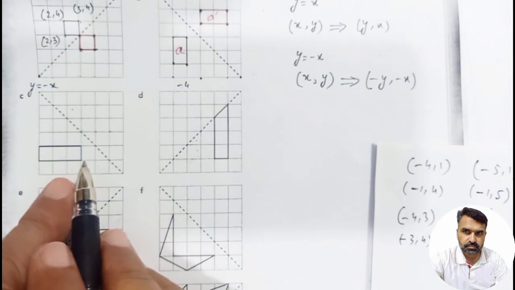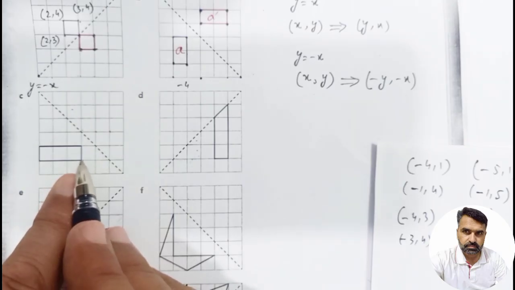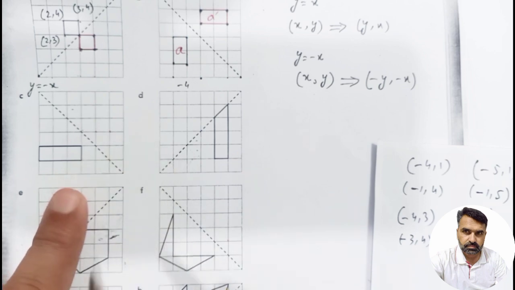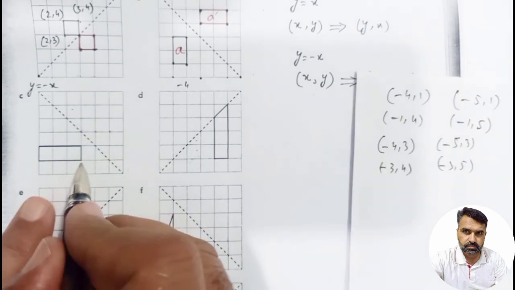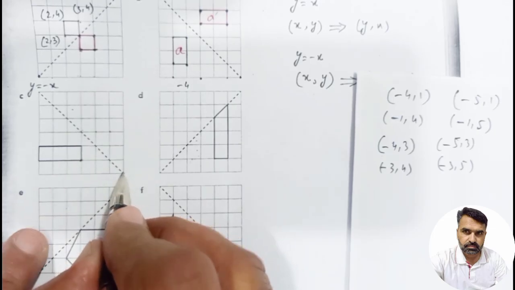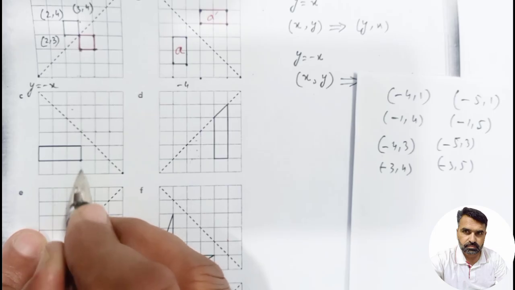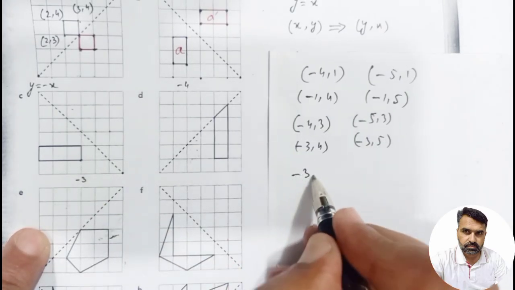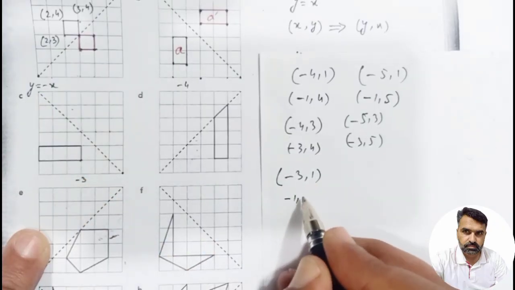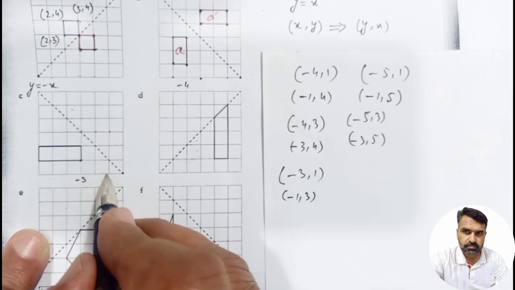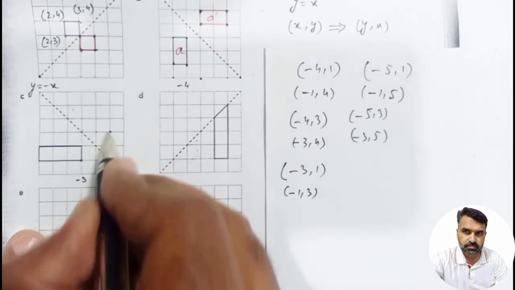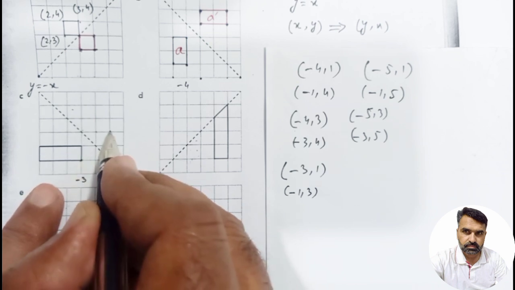And when we have to find the reflection, we will interchange the coordinates and also change the signs of the coordinates. So students, look at this point, and we suppose that it is the origin, and the coordinates are minus 3 and 1. So minus 3 and 1 will be changed according to y is equal to minus x into minus 1 and 3. So students, this is minus 1 and 3, 1, 2 and 3. So the reflection of this point is this point.